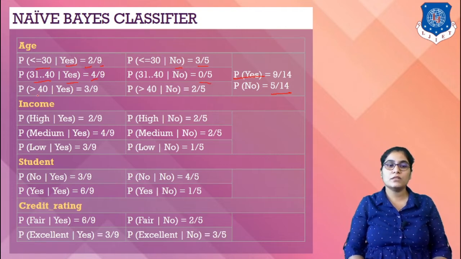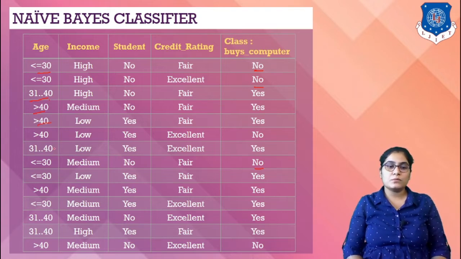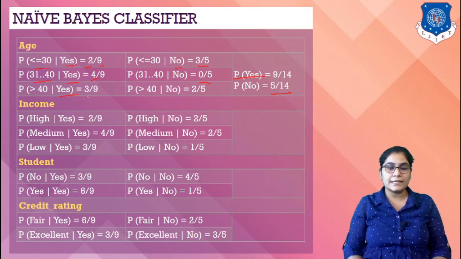Now let's check for the age value greater than 40 and class label yes. Check in this table that out of 9 yes class labels, how many tuples have an age value greater than 40? You can notice from this table that a total of 3 tuples have age value greater than 40 and class label yes, and that is why the probability is 3 by 9.